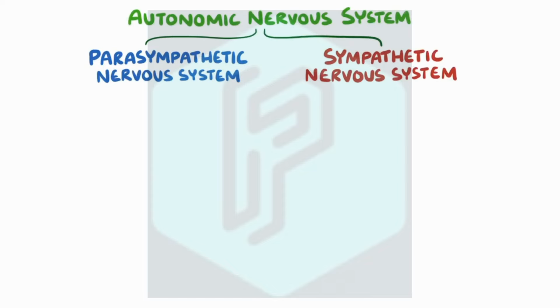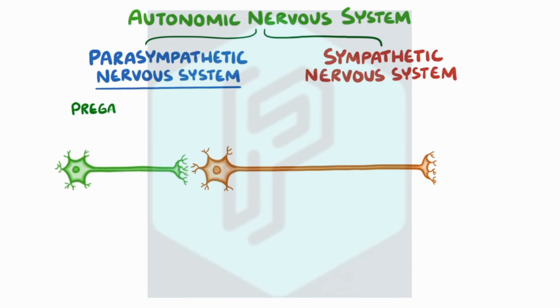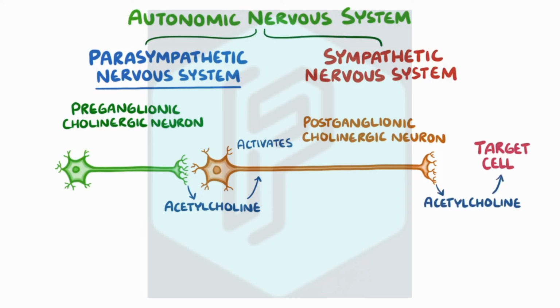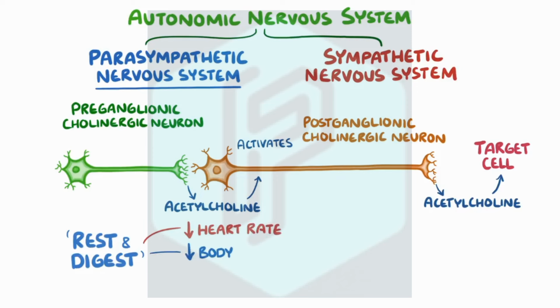Okay, so as a quick recap, the parasympathetic nervous system is one of the divisions of the autonomic nervous system. The entire system is based on a preganglionic cholinergic neuron that releases acetylcholine to activate a postganglionic cholinergic neuron that releases acetylcholine to a target cell. The activity of the parasympathetic nervous system can be summarised as rest and digest because it slows the heart rate and keeps the body energy use as low as possible to stimulate organs like the gastrointestinal tract and the bladder.